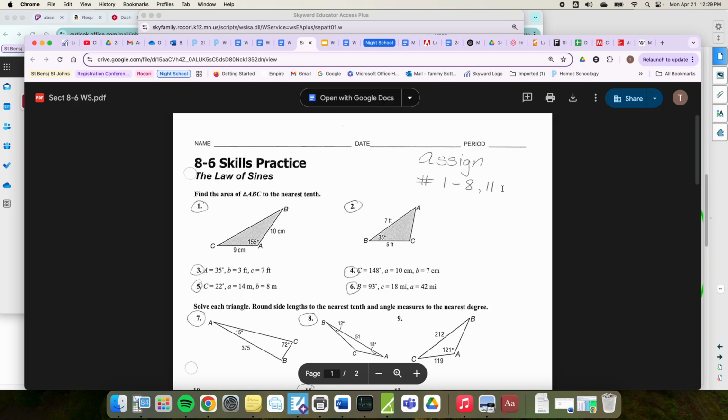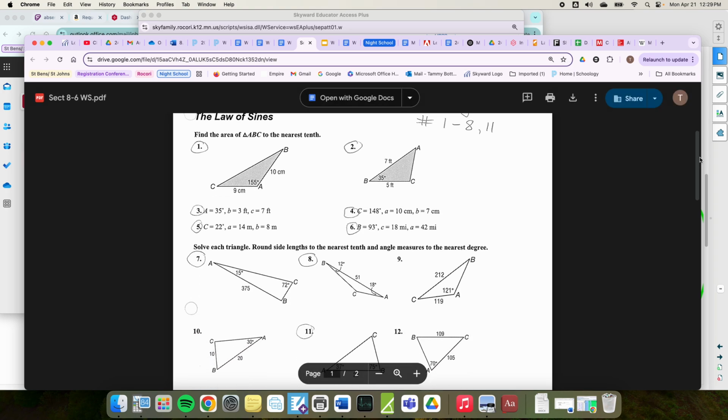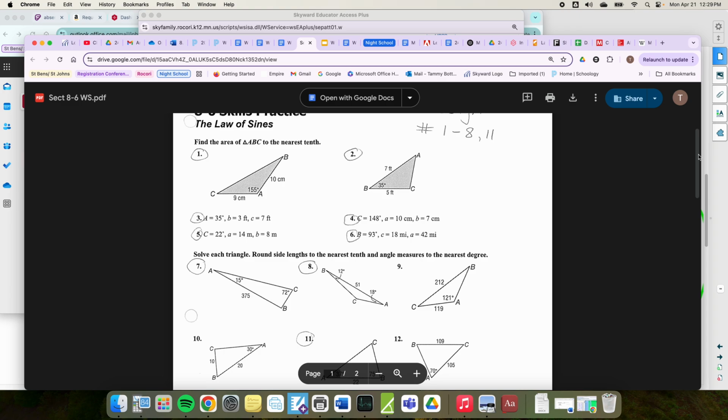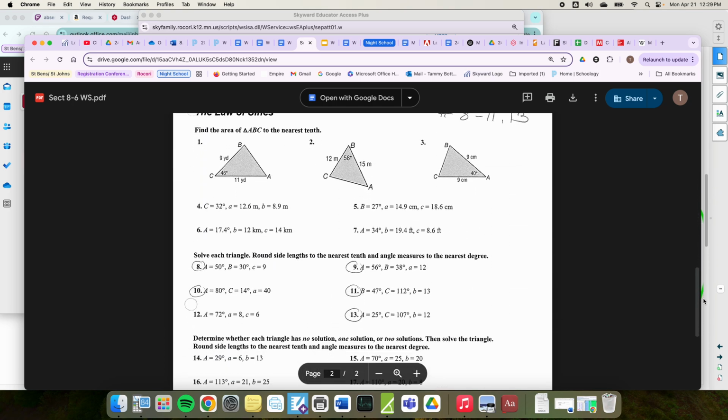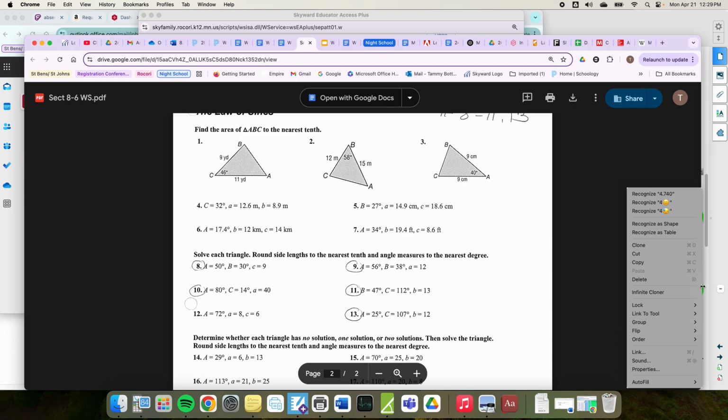Okay, those of you that were gone on Thursday, if you can try to remember this, I assigned on the first page, on Thursday, 1, 2, 7, and 8. So that's Thursday's assignment. On the first side, 1, 2, 7, and 8. Then, for today, let's do 8 through 11, okay? Today we'll do 8, 9, 10, and 11.